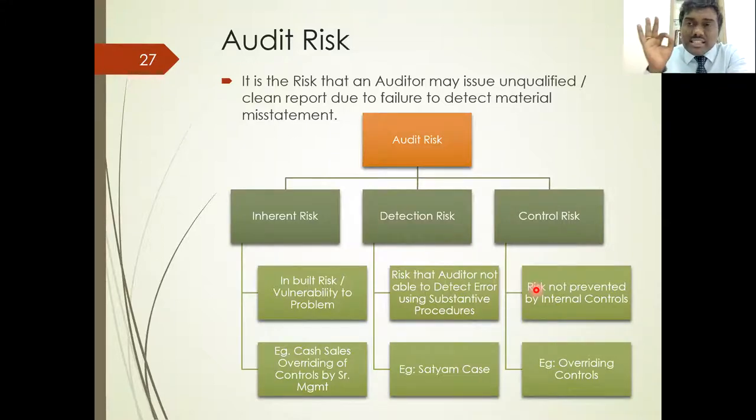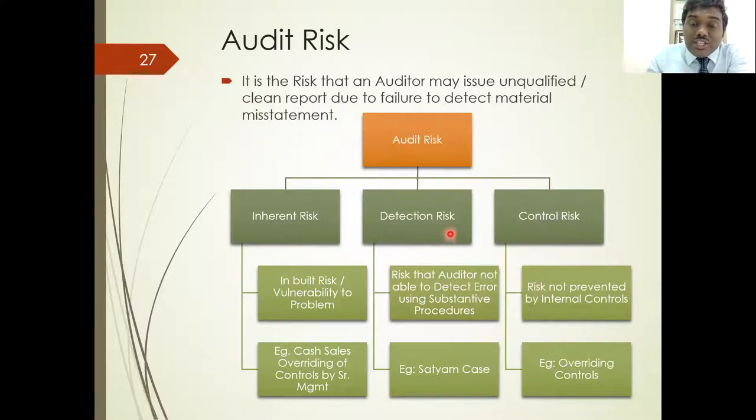Inherent risk is the risk by default, inbuilt risk. The very nature of inventory and cash is that it can be stolen. The very nature of a username and password is that if the password is weak, anybody can hack it. Correct? So inbuilt risk, vulnerable to problem. Cash sales, overriding controls by senior management, all of those are inherent risk. Detection risk. The risk that the auditor's audit procedure is not able to detect a problem.